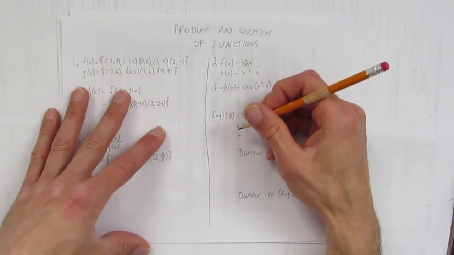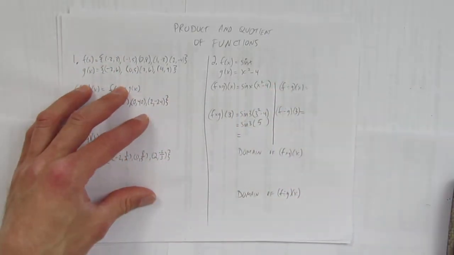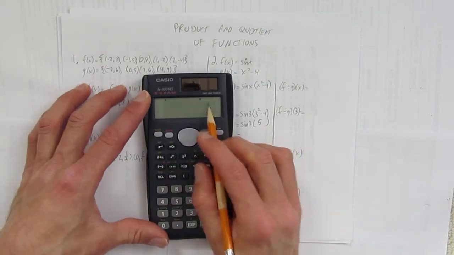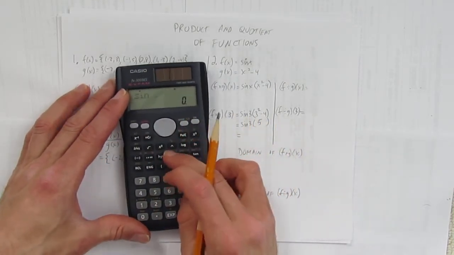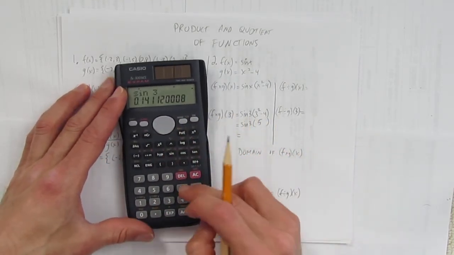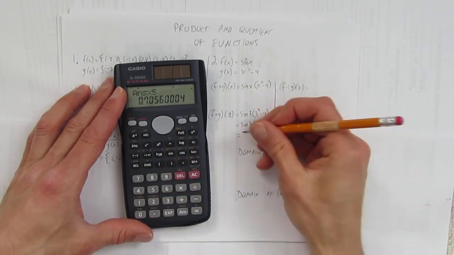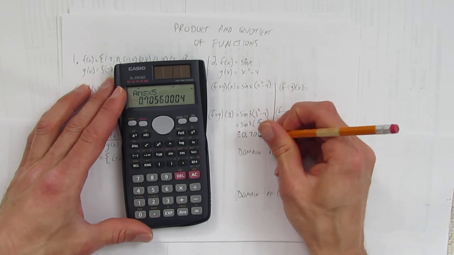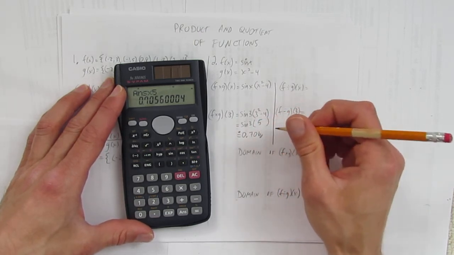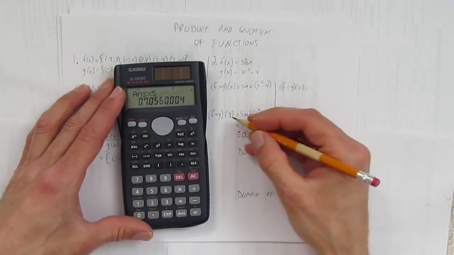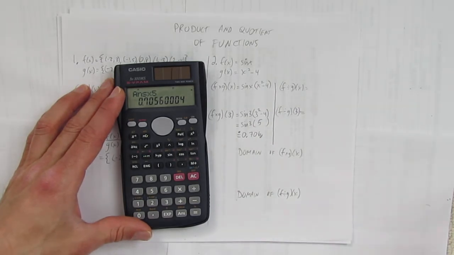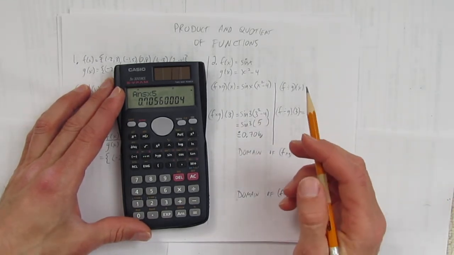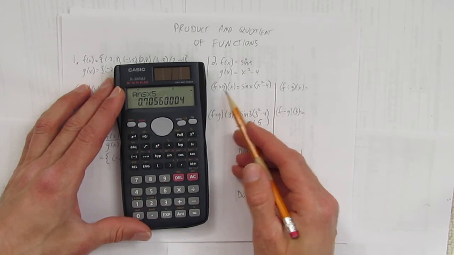And now I'm going to use my calculator. Make sure your calculator is in radians. There's a little r, so mine is. What's the sine of 3 equals? And times by 5. I'm going to round here to 3 decimals. I get 0.706.